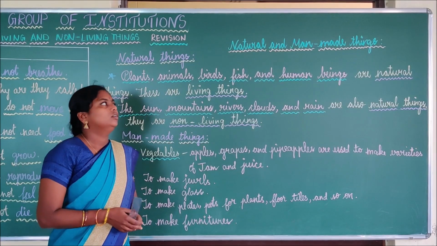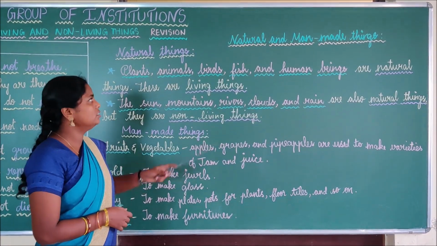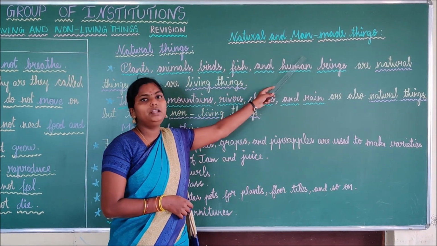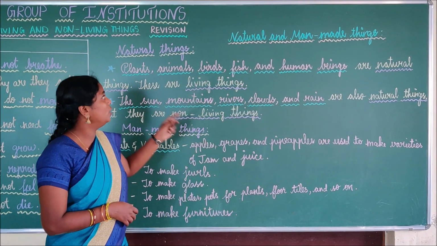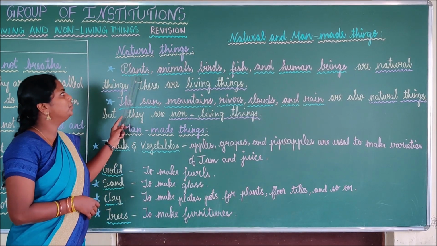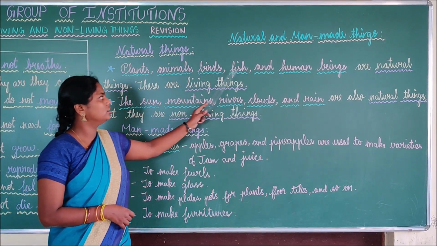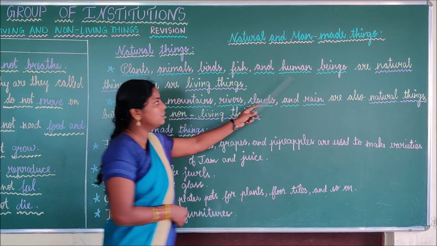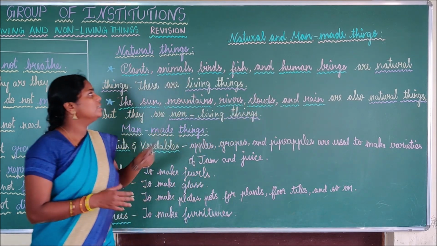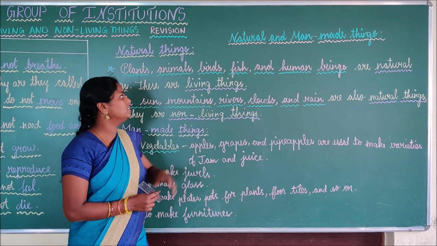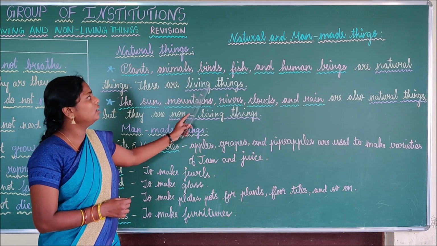Is it clear? The next one we are going to see is natural and man-made things. Now we are going to see natural things. Plants, animals, birds, fish and human beings are natural things. These are all natural things, and these are living things.